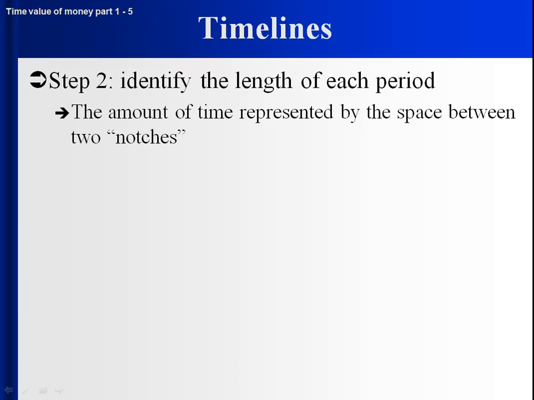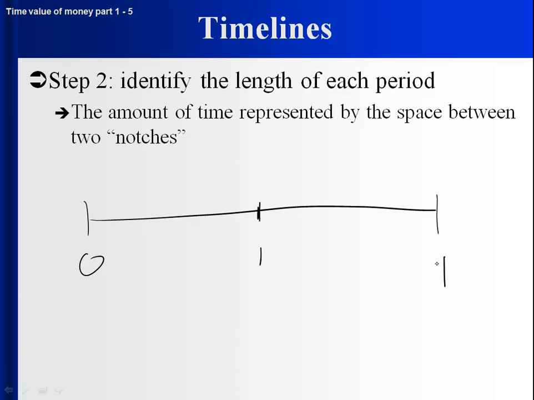Step 2, identify the length of each period. And so again, we have a timeline. Suppose this is today and this is 1 year from now. Here you can see there's two notches. The time period between the first notch and the second notch is a year.